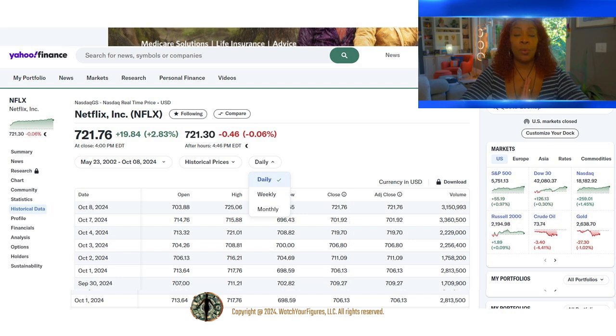Historical prices, really good. It's the same thing as your chart, but you actually see the numbers. You'll see where the stock opened and closed. And you can set the parameters any way you want. You can have the parameter set where you see it daily. You can also set the date.